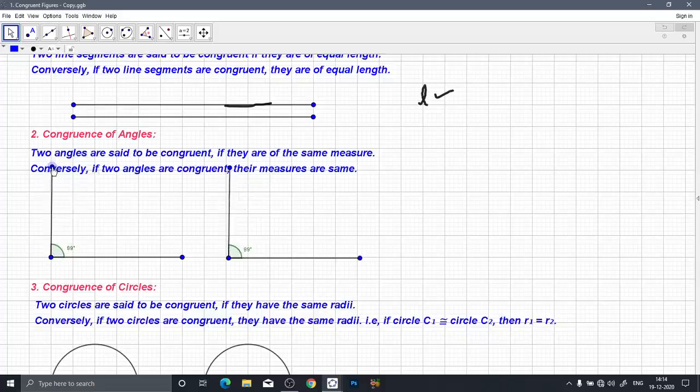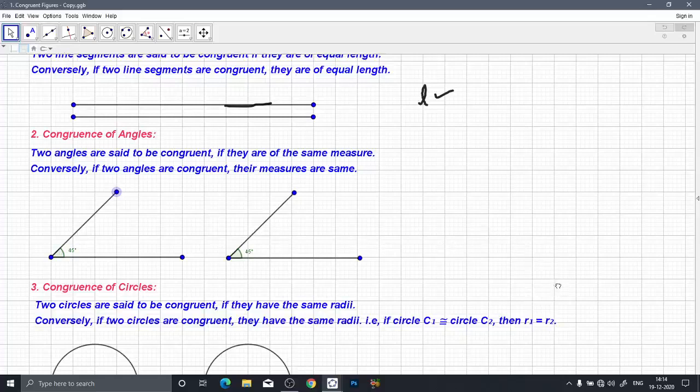Observe here, by changing this, both of them are becoming 90 degrees, 125 degrees, 54 degrees, and here 23 degrees. So both of them are congruent to each other because the measures of both angles are the same. Both of them are congruent to each other, exactly equal to each other.